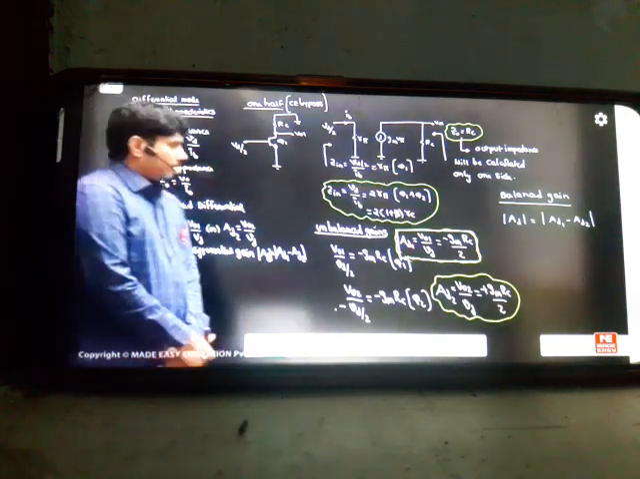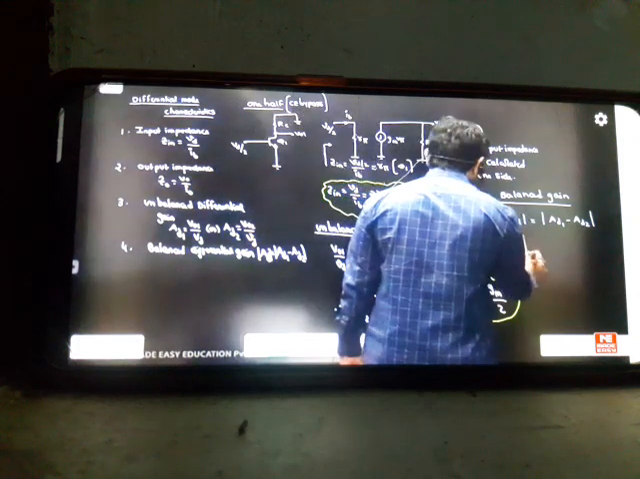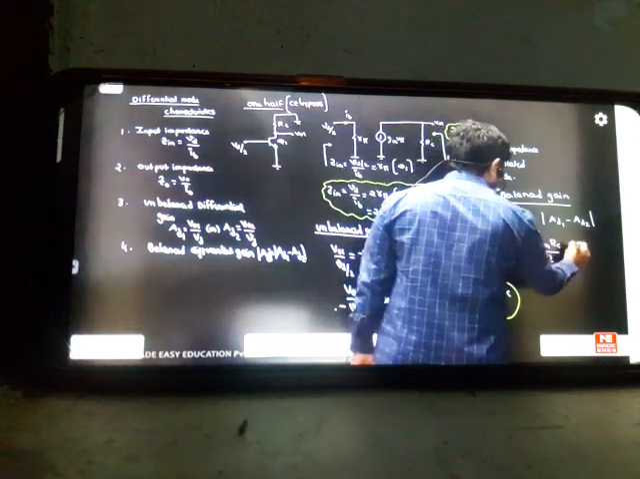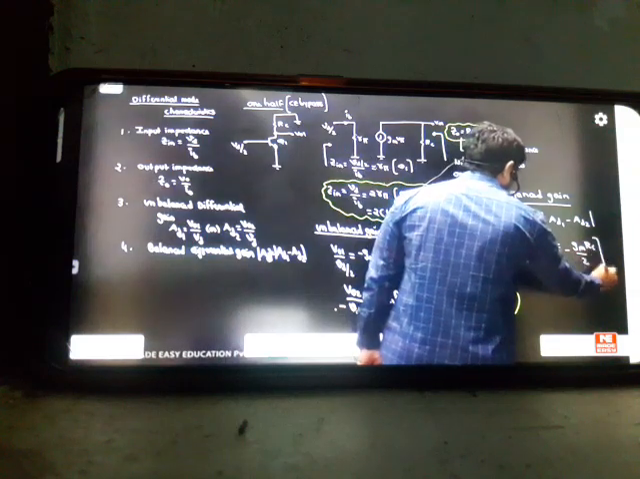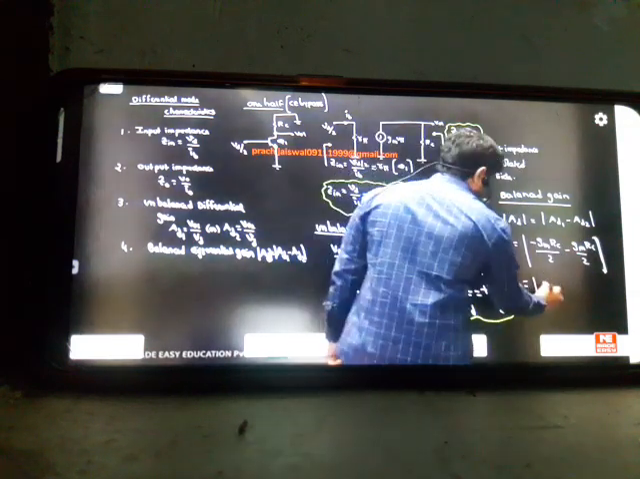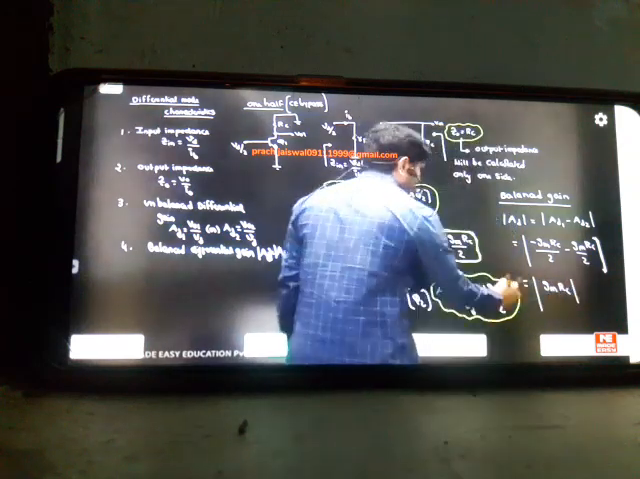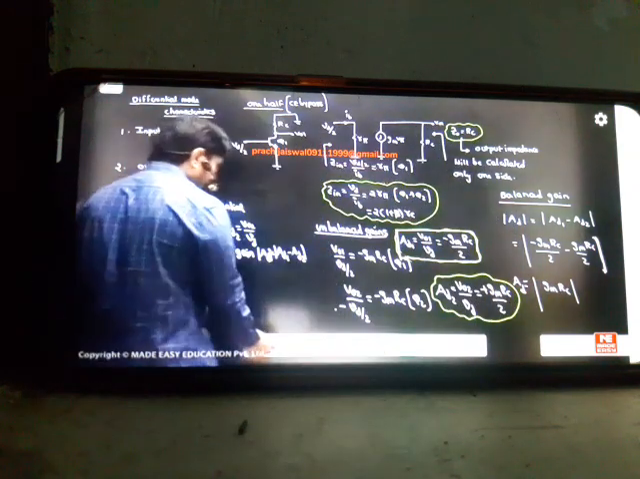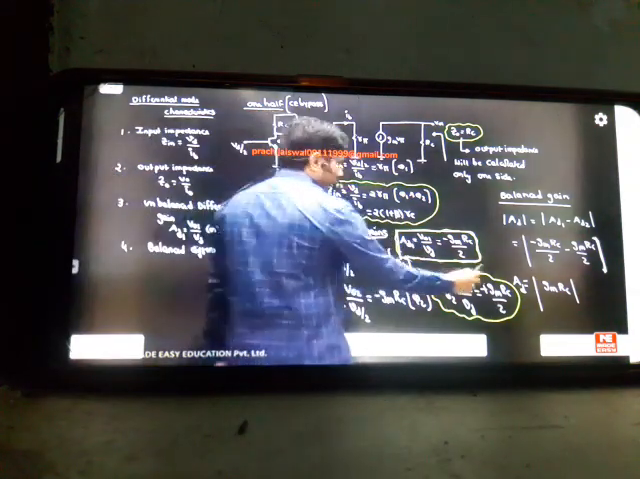Okay, so what is the last answer? It is the modulus of minus GM into RC divided by 2 minus GM into RC divided by 2. So the minus you can leave off, and the answer will simply be GM into RC in modulus. This is your balanced gain. If you see the balanced gain, it is just looking like our common emitter gain.